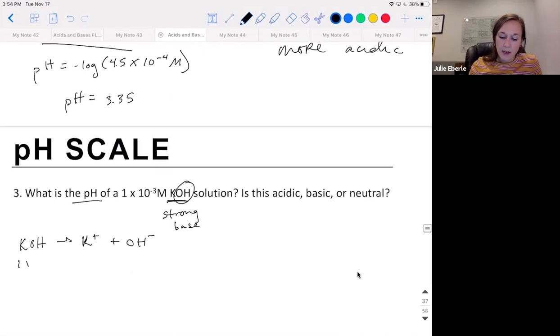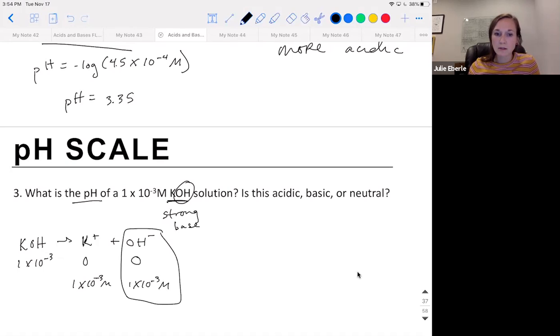And if we have initial 1 times 10 to the minus 3, oh, we are almost out of time. This will be the last problem we work. 1 times 10 to the minus 3 is how much we'll end up with of our products. So guess what? That is the concentration of OH minus. But I want to know pH still. I don't have concentration of H plus. How do I get pH?